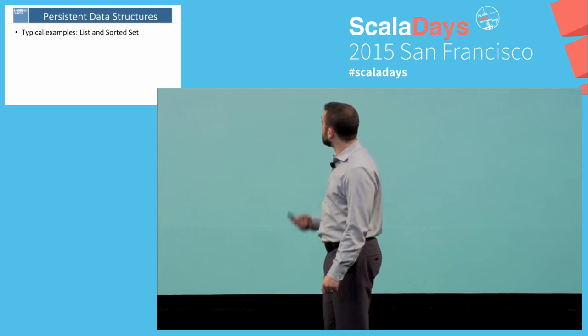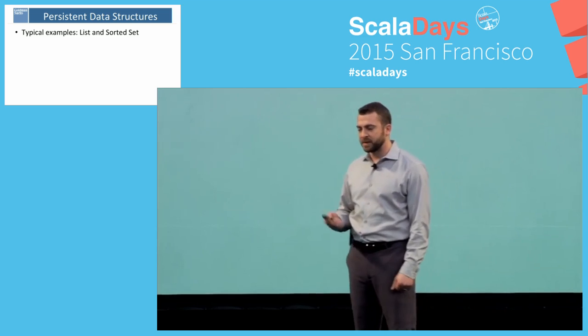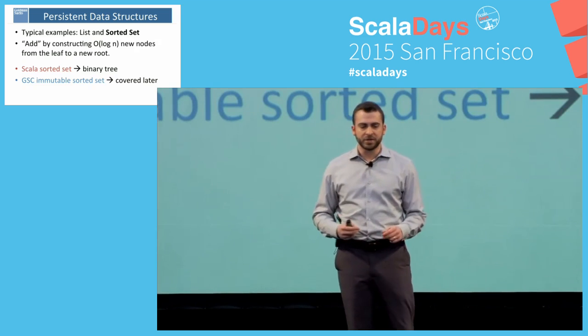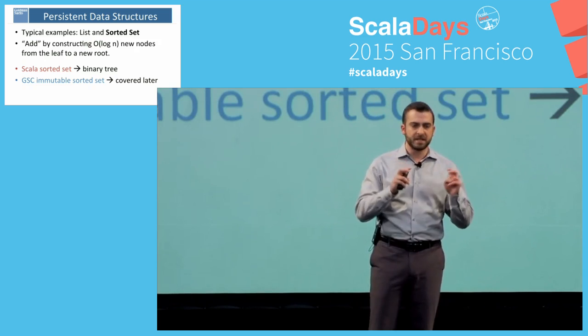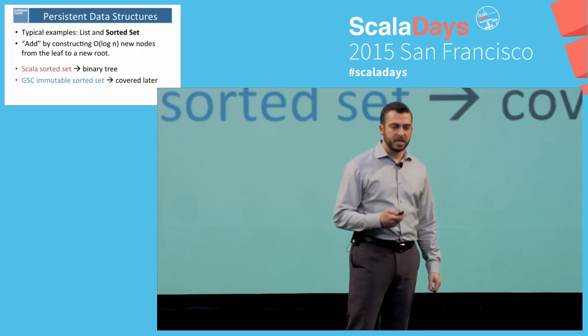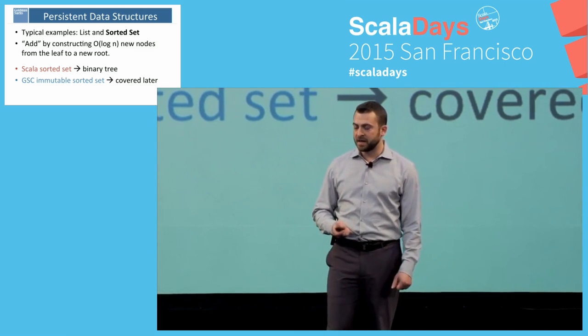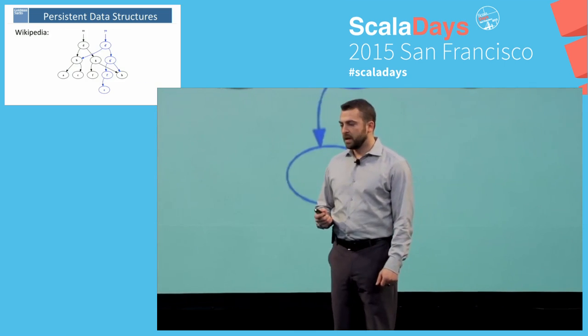The typical examples are list and sorted set, and list is beaten to death, so I'll talk more about sorted set. We simulate addition by constructing log n new nodes from the new leaf to the new root. So that means in Scala, a sorted set is a binary tree. In JS Collections, it is not. I'll cover that in a minute.